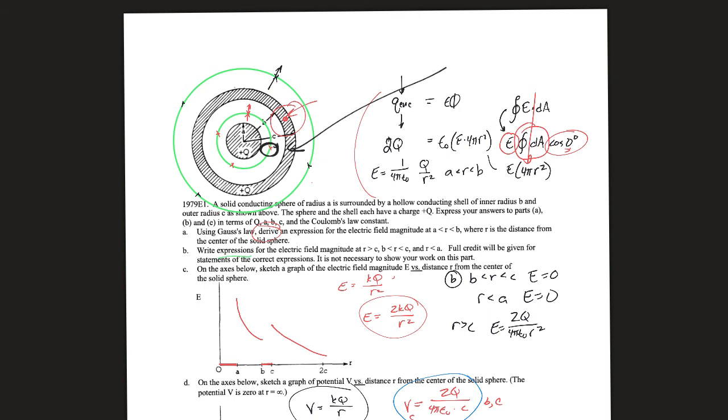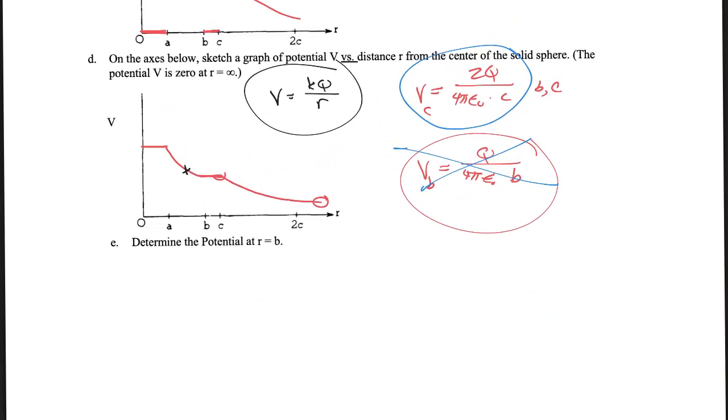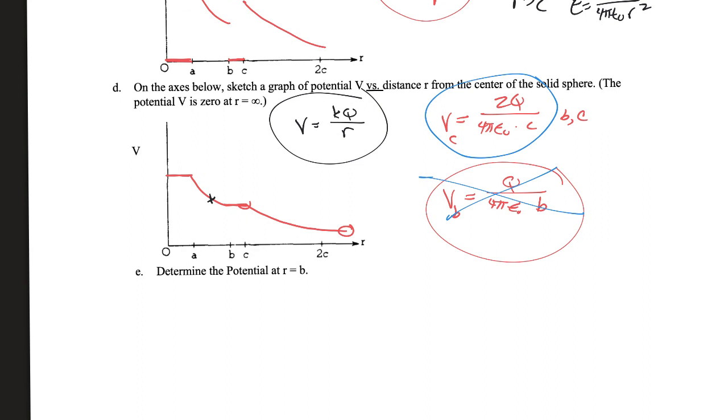I mean, if the outer shell was 2Q and there was no inner shell at all, the electric potential inside there would all be based on what it took to get there. Nothing about what's inside. Okay. Determine the potential at R equals B. I think we've done that already, but just to make sure, it's whatever it is at C.